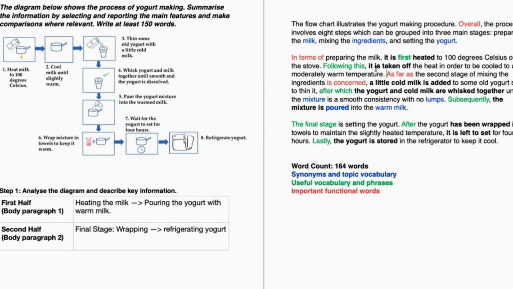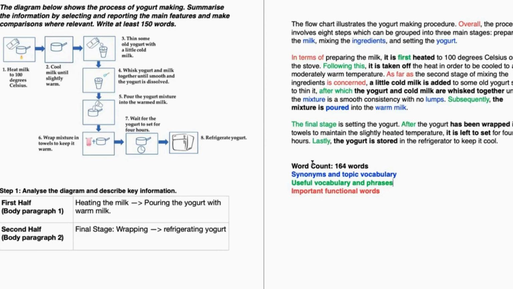So we put a noun here. So as far as the second stage is concerned, and then we talk about it with some detail. These are just great to be specific, give examples, and make the essay just move along. Now let's take a look at our useful vocabulary and phrases. This is in green. So this is very similar to what we saw in our sequencing slide. First, following, after which, subsequently, the final stage, after, and lastly.